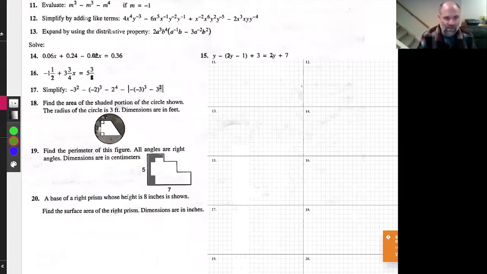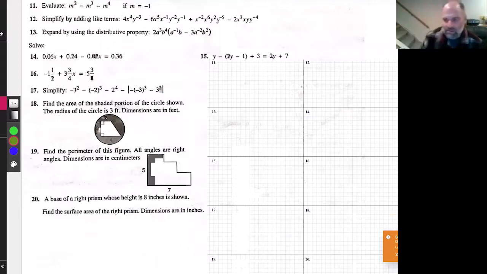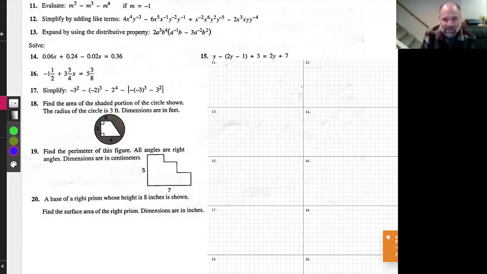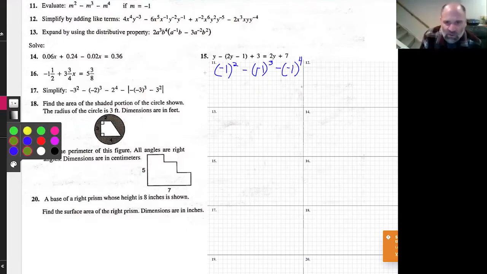Okay, here we go. Can you see that number 11? So we're just going to evaluate. We're just going to plug in -1 for m. So remember, when you're plugging in negative values, it's better to use parentheses. So (-1) squared minus (-1) to the third minus (-1) to the fourth. Okay, evaluate each one of these. So we're going to do exponents first before we do subtraction.